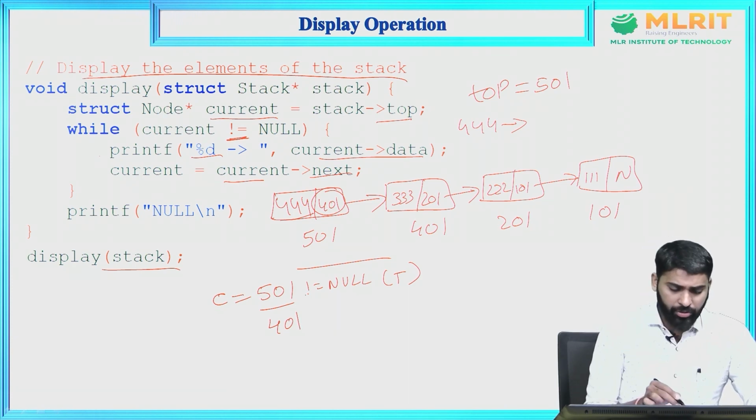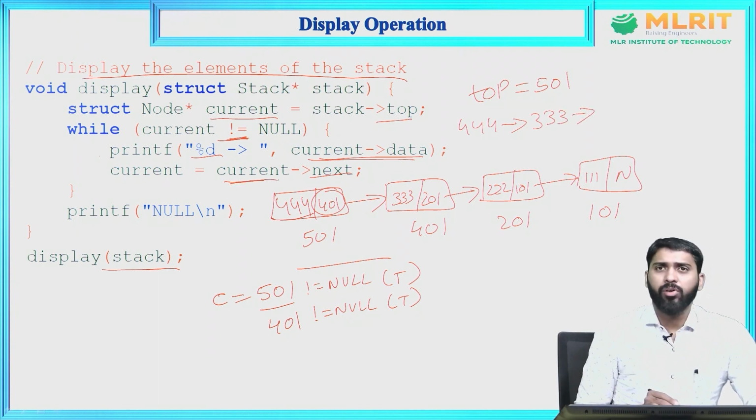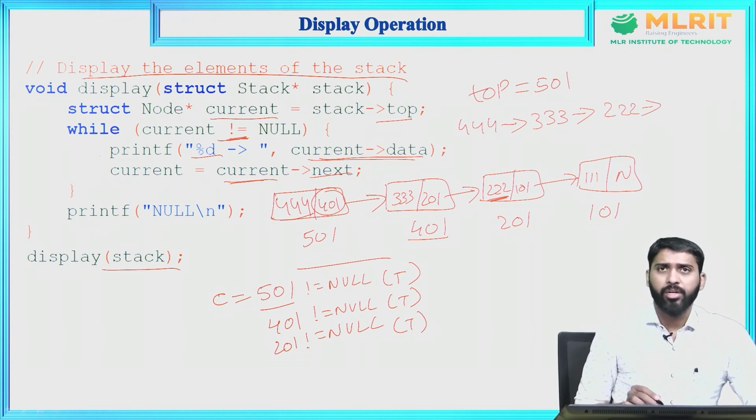So again you check the condition. So 401 not equals null. Yes, it is true. So print the current arrow data, that is 333. And update the current with current arrow next. Now current becomes 401 arrow next is 201. Again check the condition 201 not equals null. Yes, it is true. So print the data in 201, it is 222. So next update the current, 201 arrow next is 101.